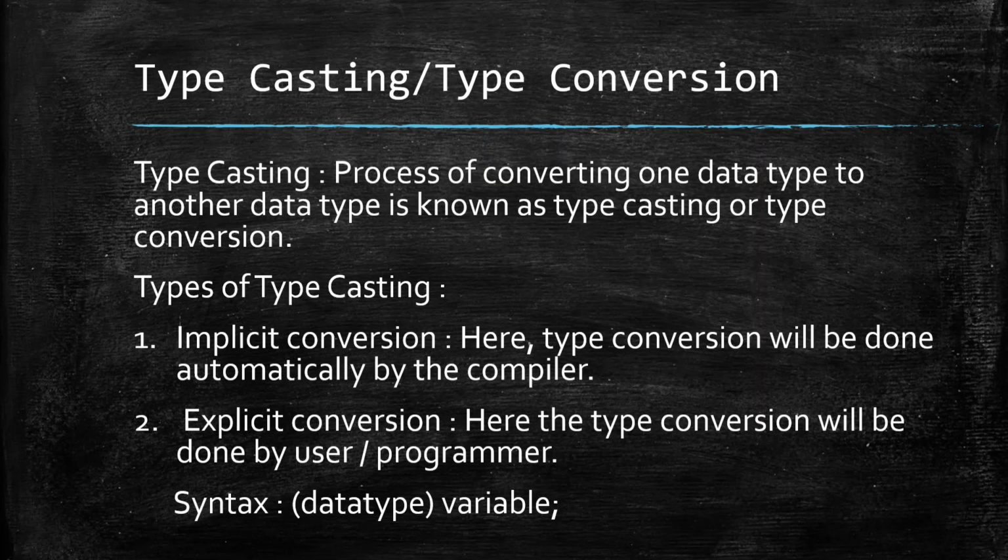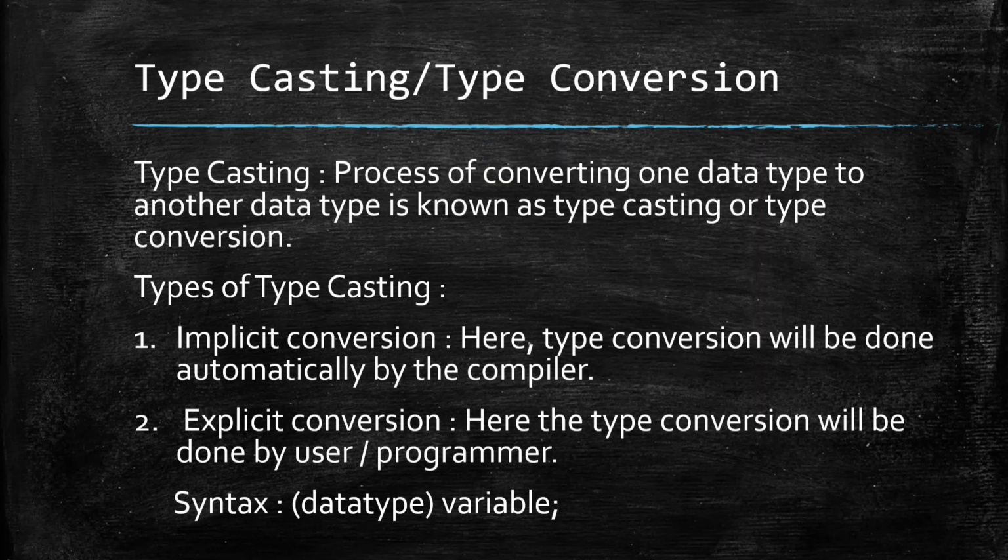I am having the examples in the next slide, so let us see them. First let us learn the definitions and then we can go for the examples. So implicit conversion is, here the type conversion will be done automatically by the compiler. So if I have to convert the data type from one data type to another data type, in the implicit conversion the compiler does that automatically.